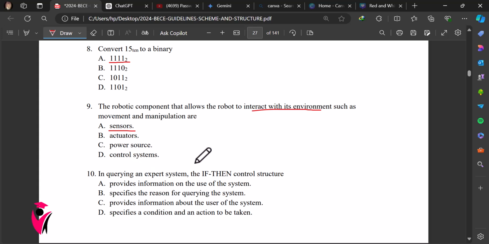In querying an expert system, the if-then control structure does what? The answer is D, which is it specifies a condition and an action is taken. That is why it is if-then. So if the condition is true, then an action will be taken. So these are all the questions WAEC has given us to go through and solve, so that at least it will prepare us for the exam.